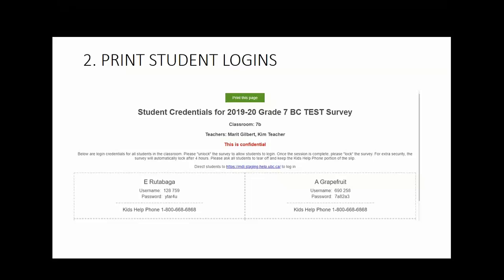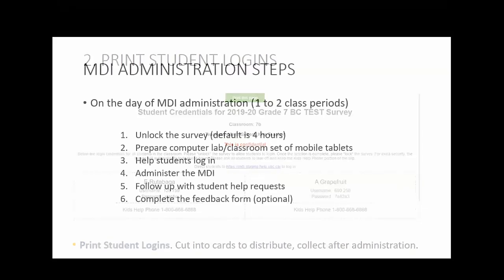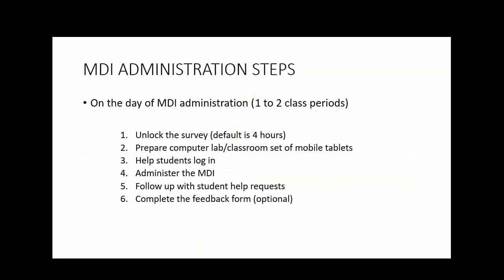You might also see that we have added a kids help phone number on our cards. For those of you who have done this before, this is really if kids feel that they want help after filling out the survey, they could take that home with them and use the phone number. We also ask that you collect these after administration, unless of course a child decides to take it home. They won't actually be able to log in at home, because this is what I'm going to show you next: how you can unlock and lock the survey.